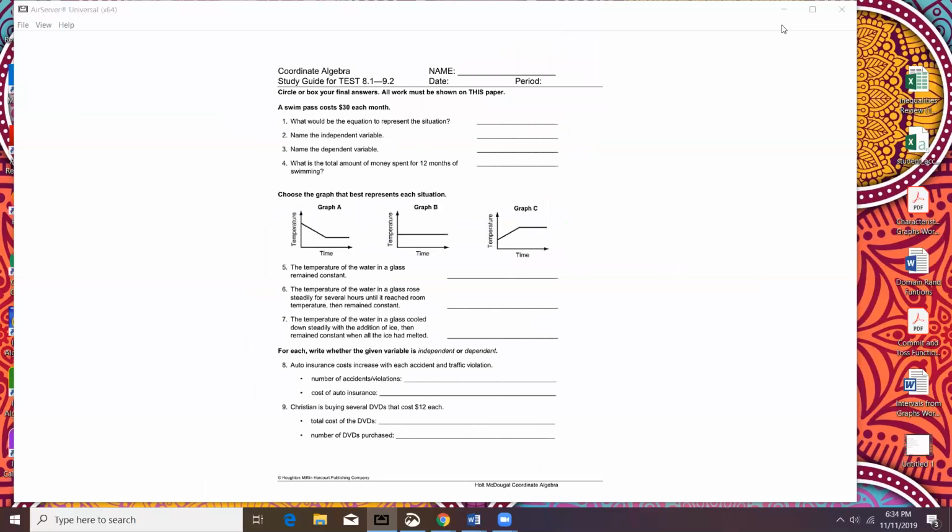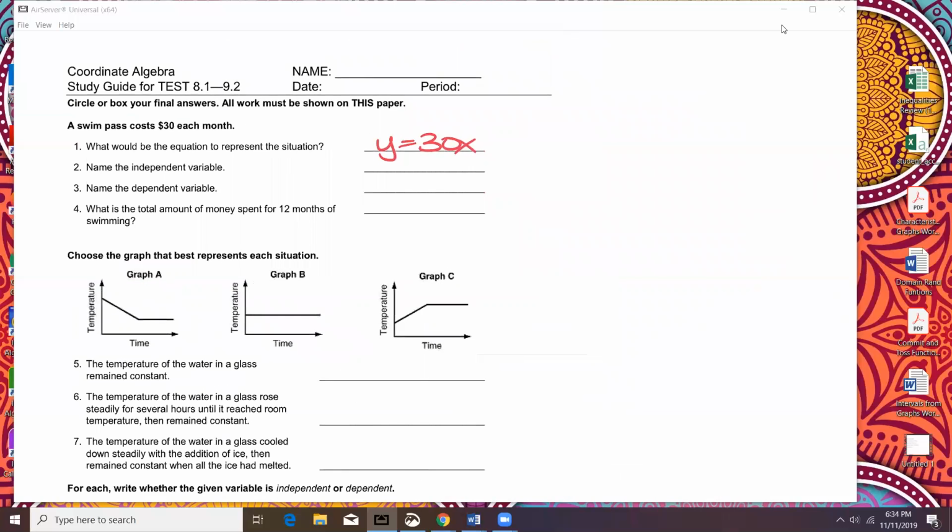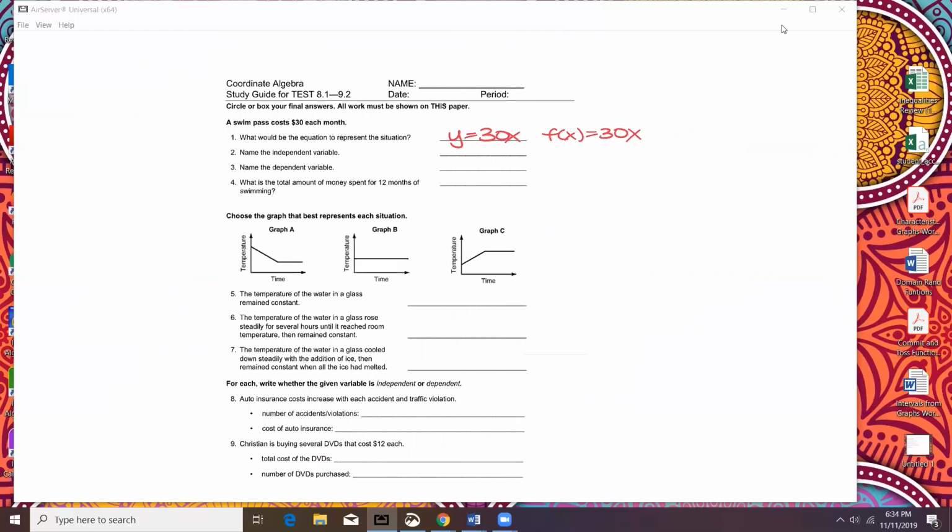Kind of like your study guide, right here. It just said, so a swim pass costs $30 each month. What would be the equation? You would just say y equals 30x. Okay. But if I said use function notation, you would say f of x equals 30x. Okay. And then for number 2 and 3, it's the same thing.